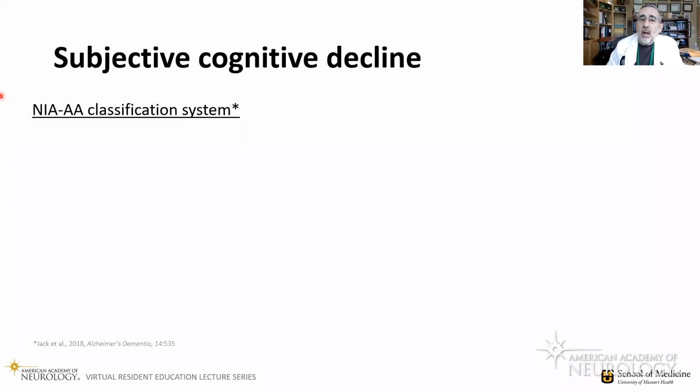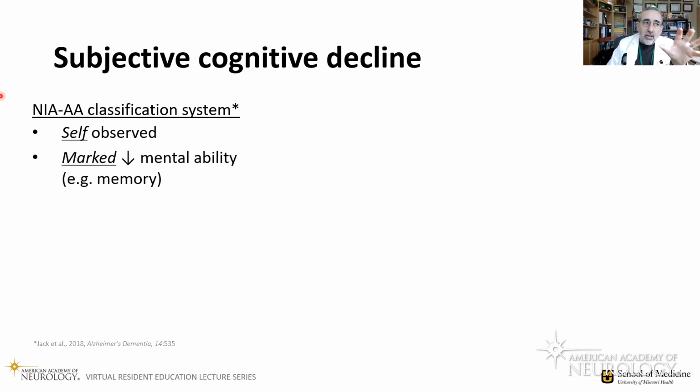This is a phrase that's been arrived at in the last decade or so to capture people that have these features. People who themselves observe, it's a self-reported phenomenon, that they have marked, not just a little, marked decline in mental function. They say, gosh, I can really tell I am just not the person I used to be. It's really clear to me. I can really tell my word finding is worse. My ability to recollect experiences is worse. I can't do multitasking. It's clearly much worse, whatever the thing may be.